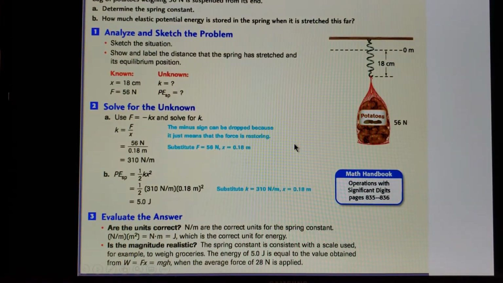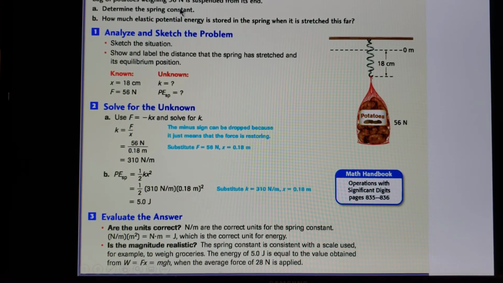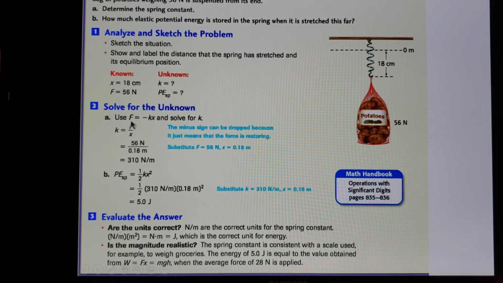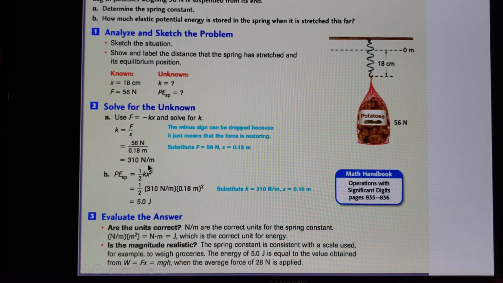Okay, here they put a bag of potatoes, which has a weight of 56 newtons, and what do they give us? They give us 56 newtons, and it stretches by 18 centimeters. So Hooke's Law, F equals kx, well, F is the force, that's going to be the 56 newtons, k is the spring constant that we don't know, and x is the distance in meters that it stretched out. It stretched out 0.18 meters because it was 18 centimeters. I had to rearrange this equation to get k, and then we can solve k as 310 newtons per meter, which is a pretty strong spring.